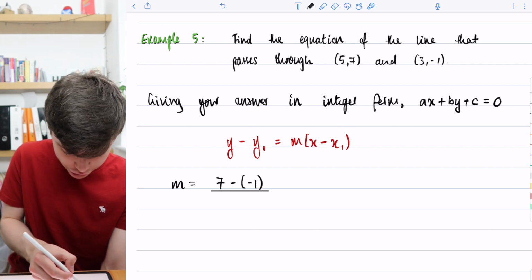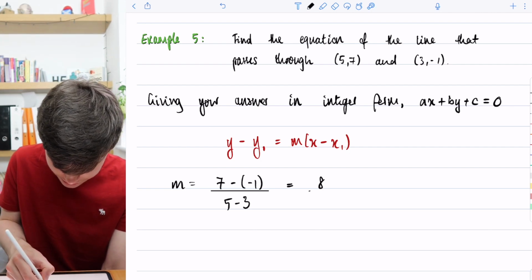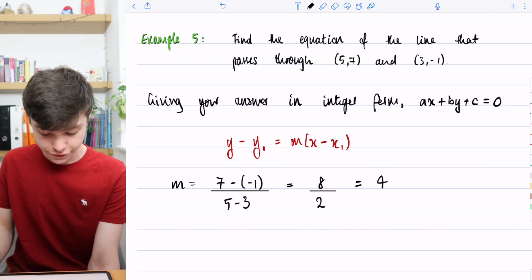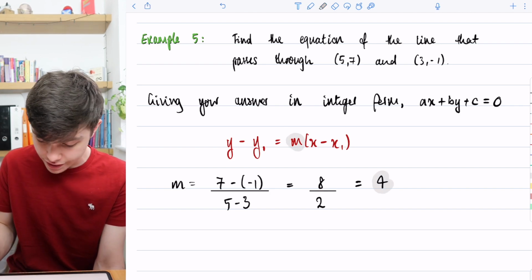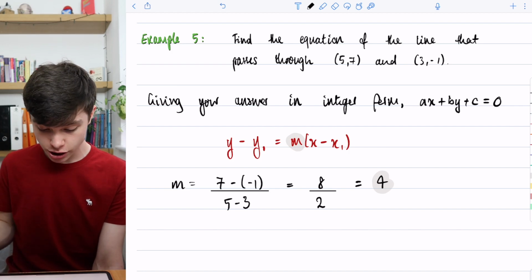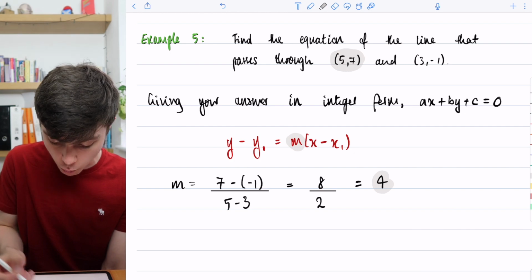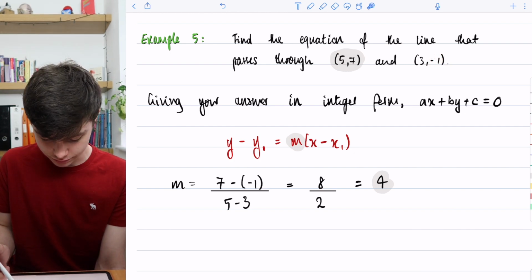5 minus 3, like that. So we're going to have 8 over 2, which is 4. So we've got a gradient of 4 here, so that's my m value. Okay, that's going to go there. And then because we've got 2 points, we can pick either point that we're going to use. I'm going to use this point as x1 and y1 so that I don't have to deal with this negative.